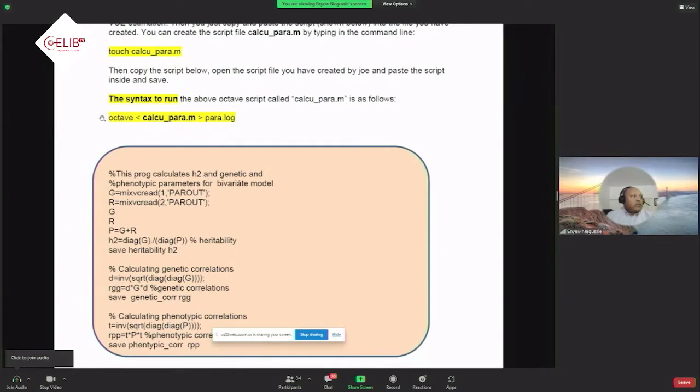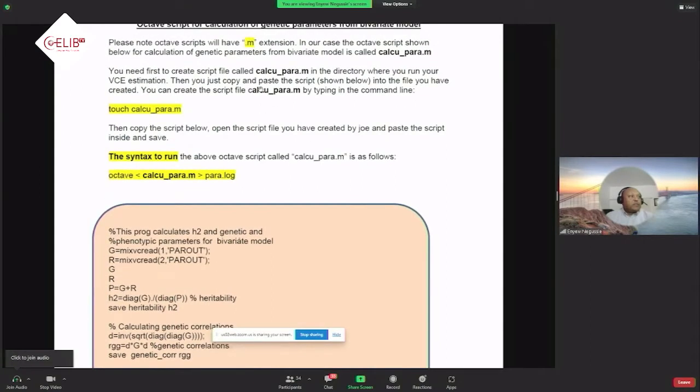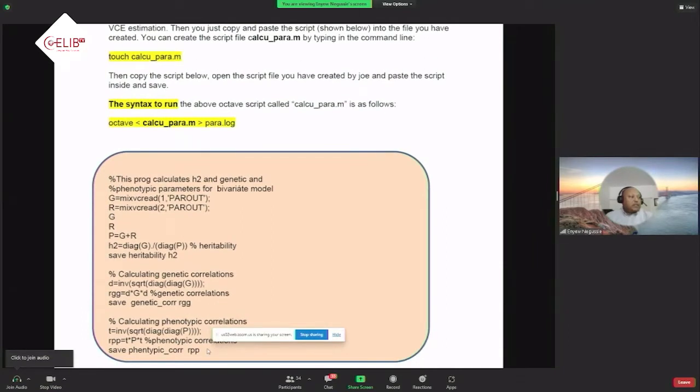Yesterday I forgot to tell you how to create a script file. Wherever you are in the directory, you just type touch calculate parameter .m. One thing you should remember is that Octave script files always have the extension or suffix .m, so the Octave program understands it. By doing this, you create a file called calculate parameter.m. Then you can simply block this part, copy and paste it into the file you have created. You can open it by Joe and then paste it in.